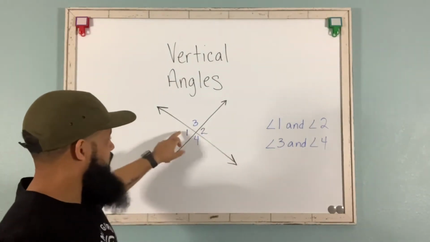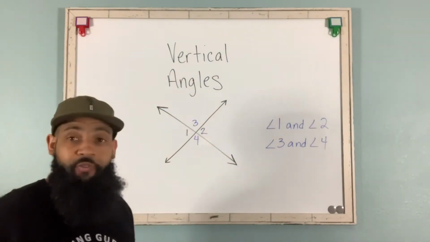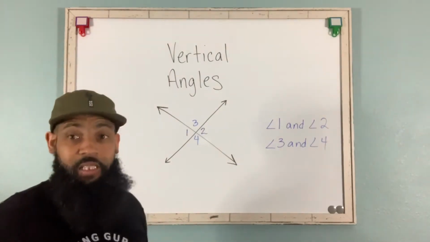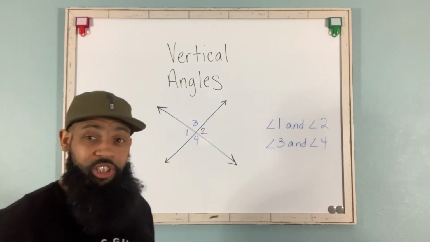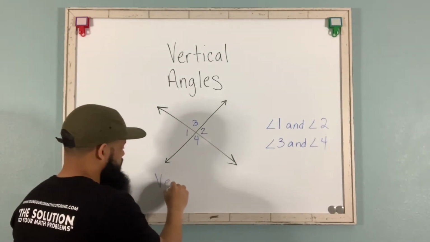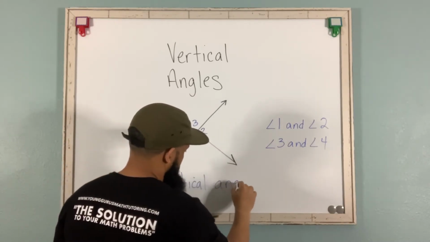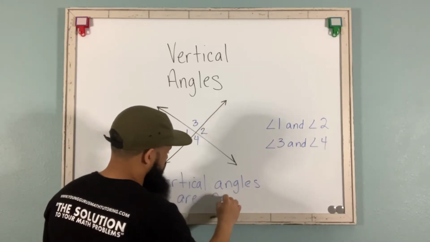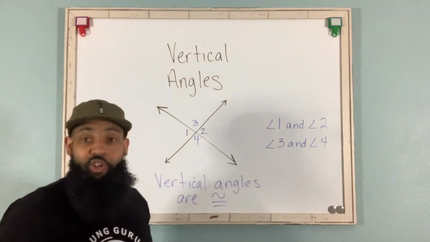As you can see, angle 1 and angle 2 are vertical angles. Angle 3 and angle 4 are vertical angles. Now, there's several different ways you might see these vertical angles drawn. Remember, vertical angles are congruent. And this is the symbol for congruent. Please don't forget that. Congruent, right?